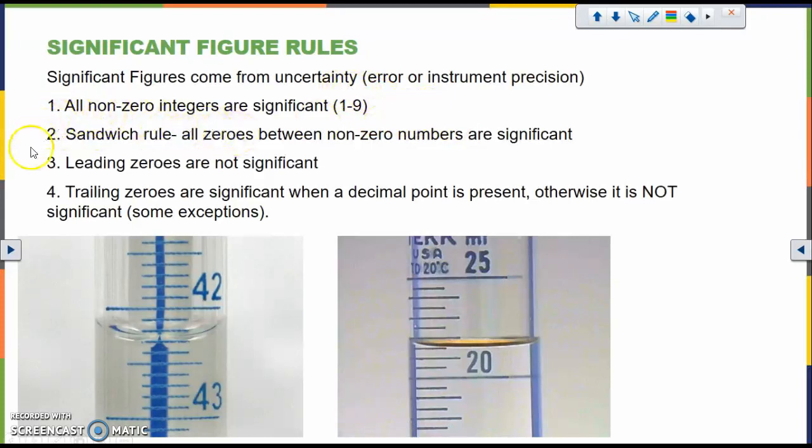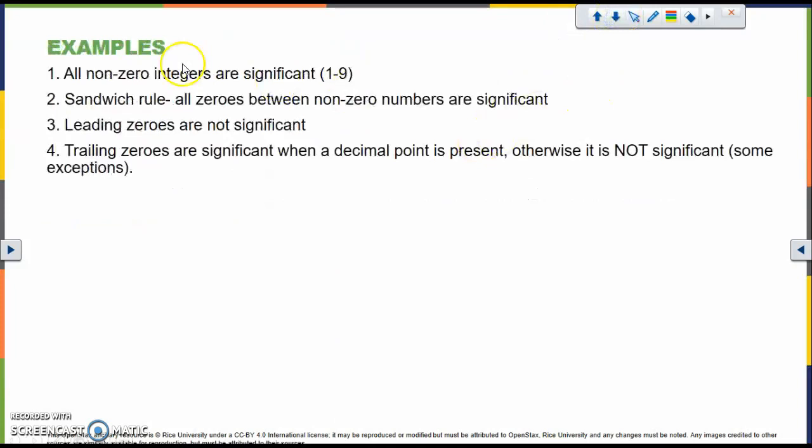And then the problem is where zeros come into play. And I think the best thing for us to do is go into different examples. So I'm going to go to the next thing right away, and we're going to have some examples, and we're going to have the rules up here so we can apply them. Okay, so first number.